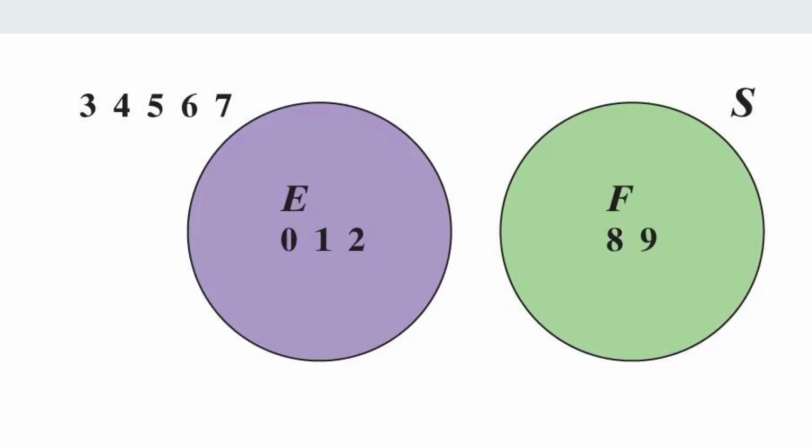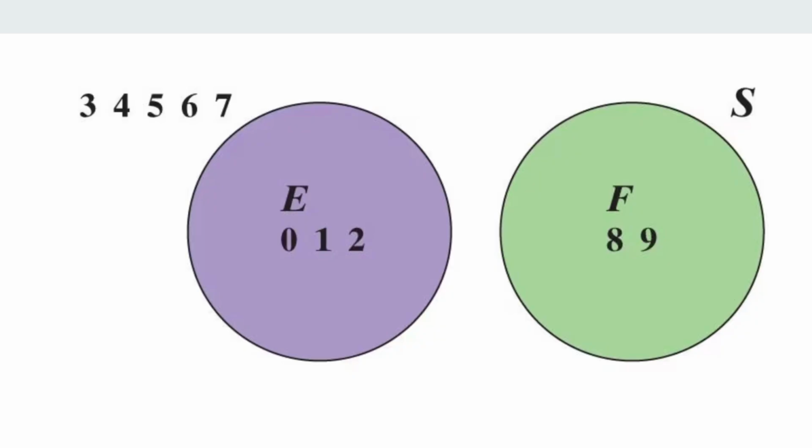So here we have two disjoint events. E is the event that the number is less than 3, and F is the event that the number is greater than 8. Obviously, you cannot have a number less than 3 and greater than 8. That's not possible. So these are two disjoint events, and then we can apply the probability addition rule for disjoint events.